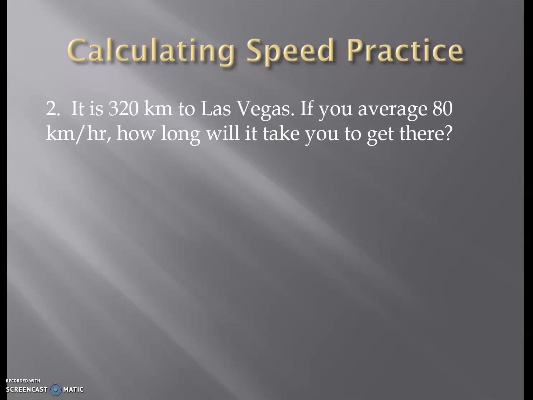Okay, so to solve for time, my formula would be distance divided by speed. So 320 kilometers divided by 80 kilometers per hour, and we get 4 hours. To get the units here, the kilometers cancel each other out and we're left with the hours.